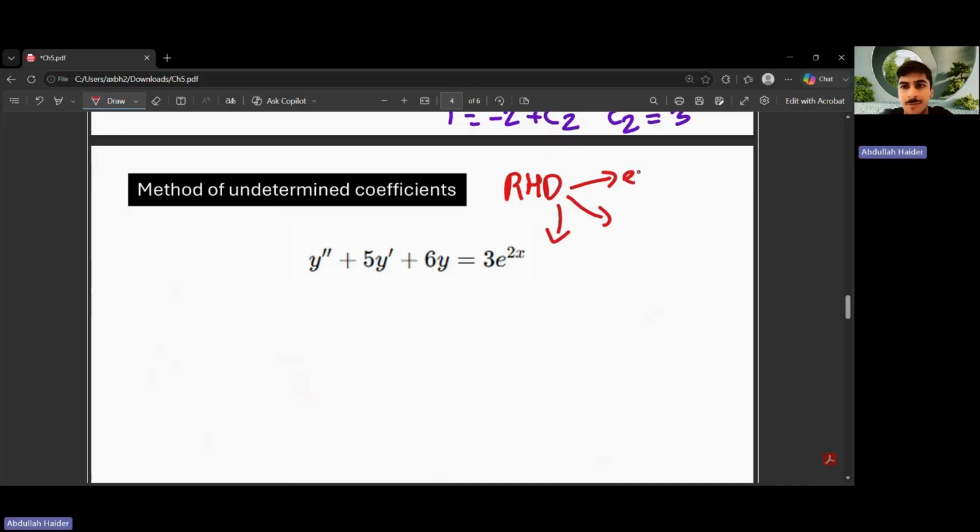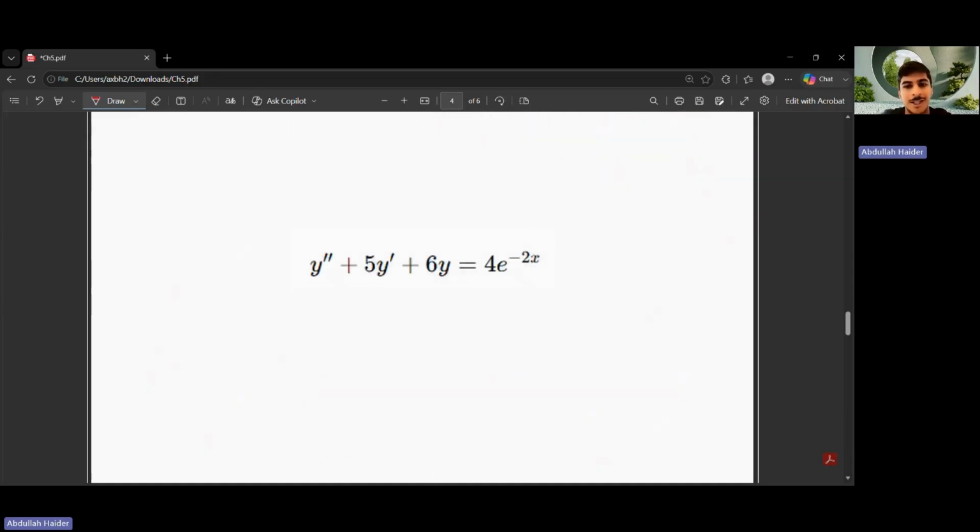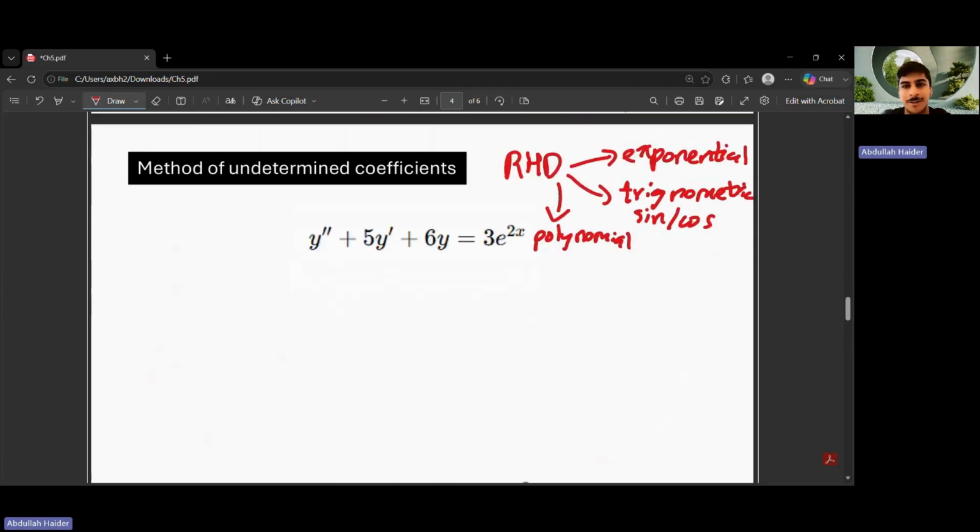Case 1 is exponential. Case 2 is trigonometric. And by trigonometric, I mean sine or cosine. Or you can even have both on the right-hand side, it doesn't matter. And we can have a polynomial. So here you have 3e power 2x, which is exponential, and for the next 3 questions, I'll explain how to tackle the exponential questions.